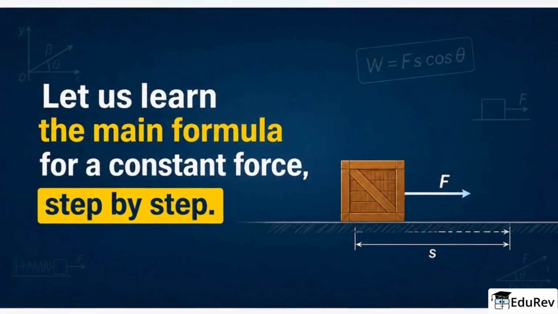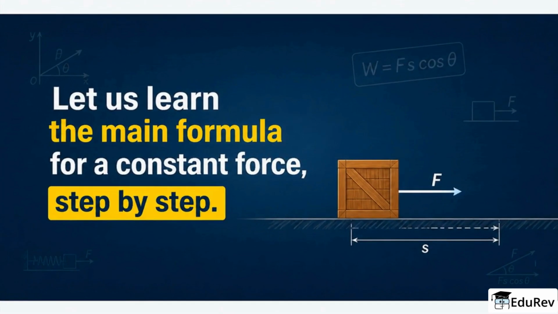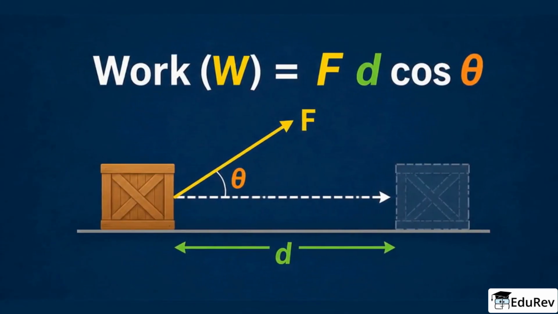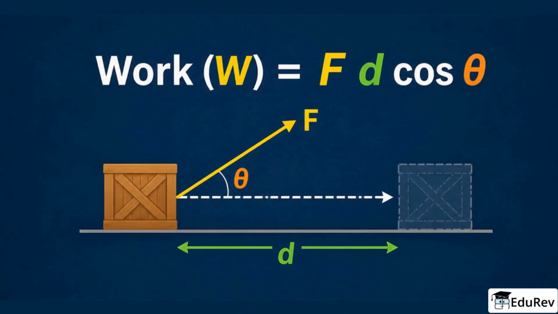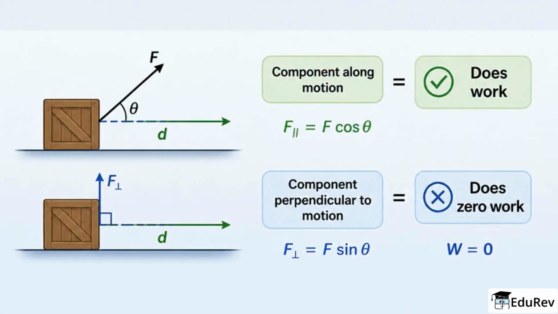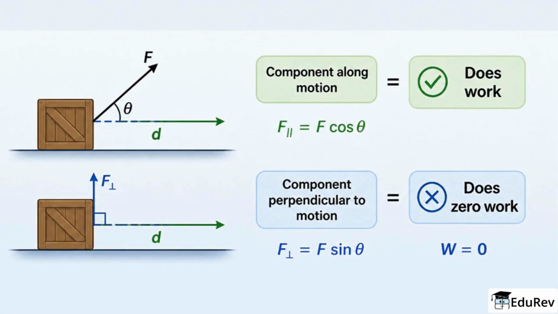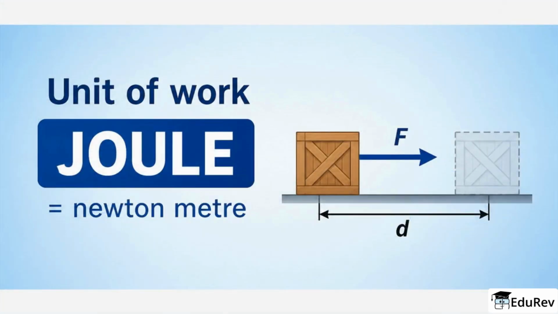Let us learn the main formula for a constant force, step by step. If a constant force F displaces a body through distance d, the work done W equals F times d times cosine theta, where theta is the angle between force and displacement. Only the component of the force along the direction of motion does the work, and the perpendicular component does zero work. The unit of work in the SI system is the joule, also called Newton meter.